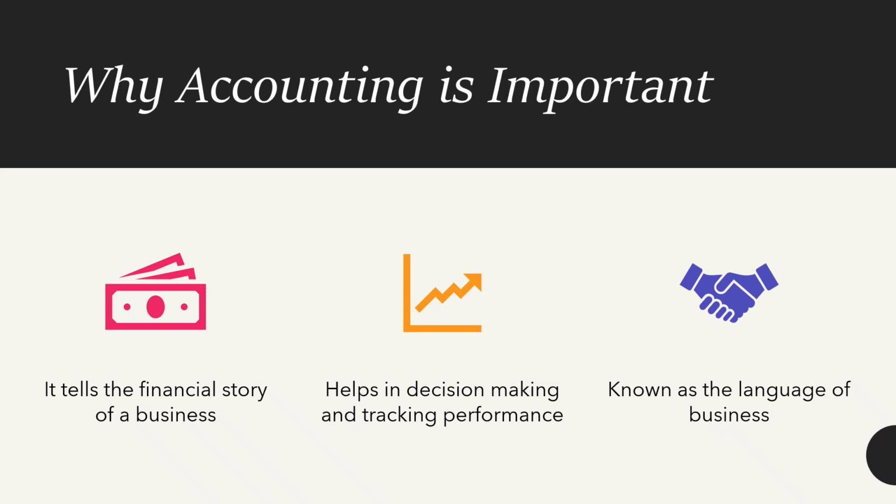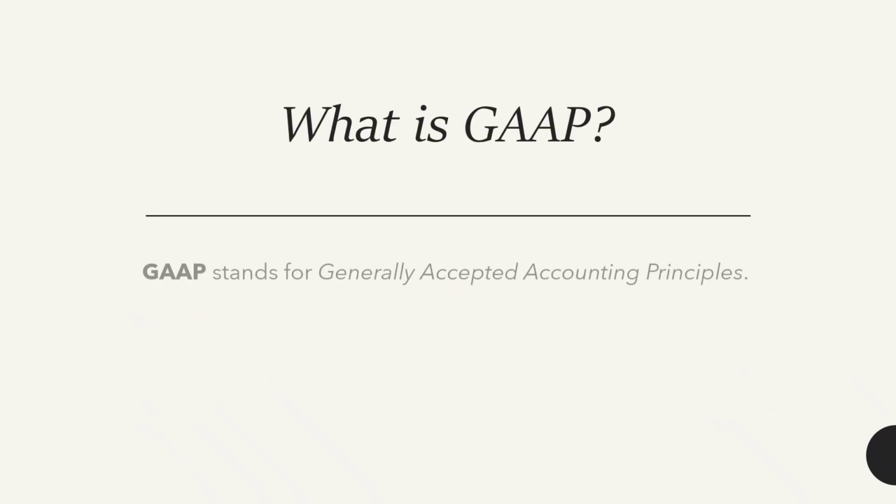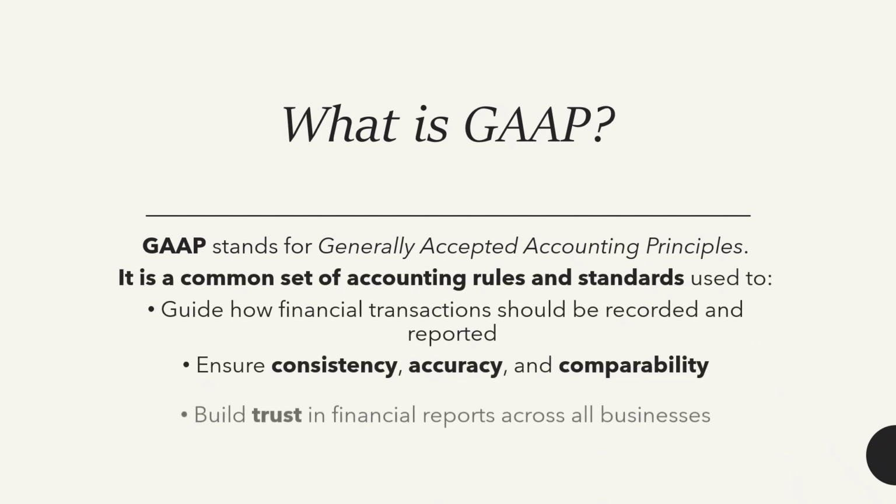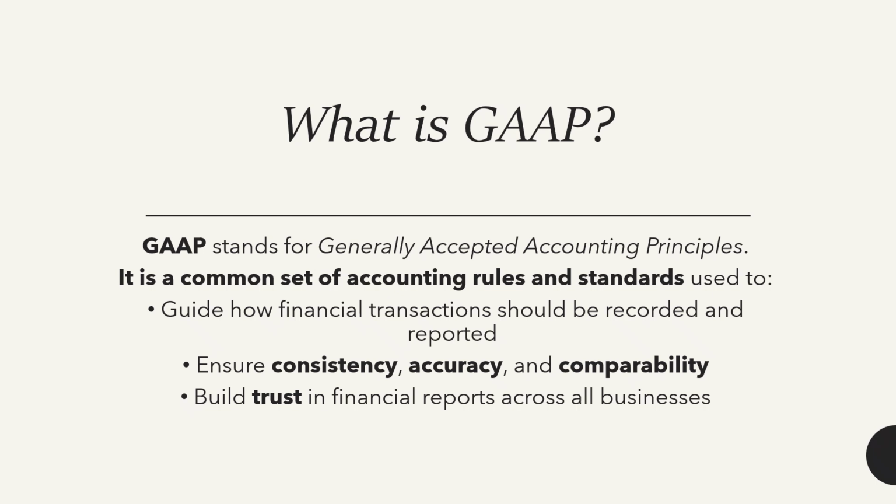But here is the key question: how do we make sure accounting is done properly, honestly, and consistently in every business? After all, different businesses could record transactions in different ways, and that would create confusion or worse, manipulation. That's exactly where GAAP comes in, to ensure that every business prepares its financial reports in the same reliable way.